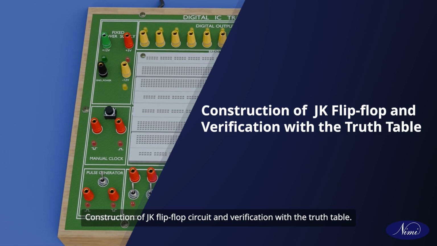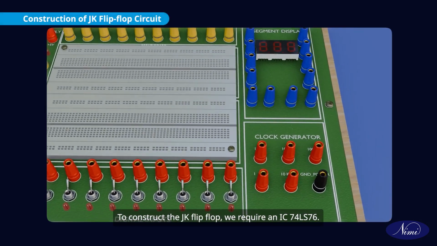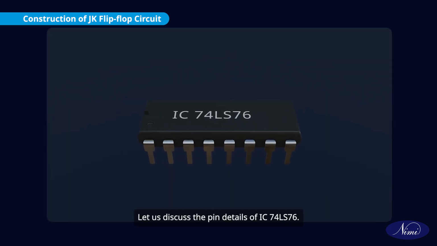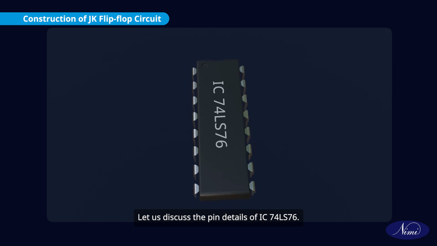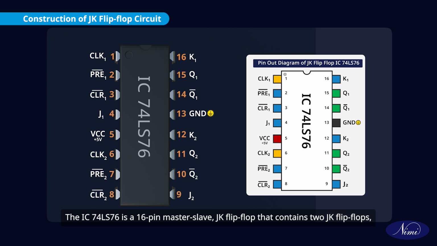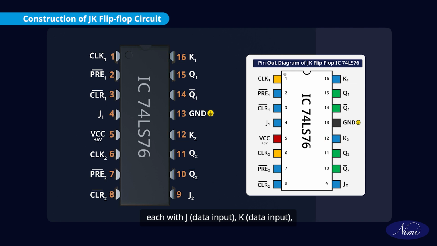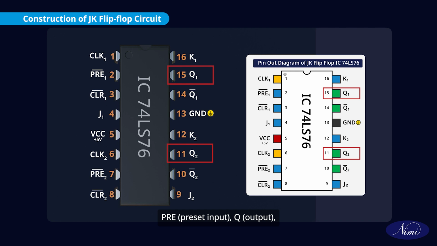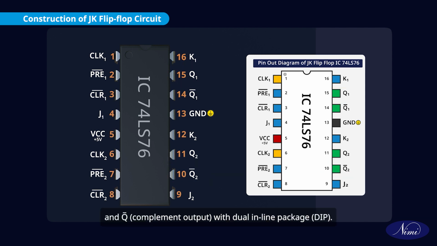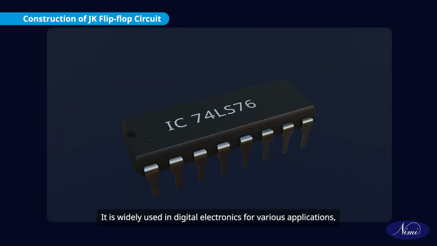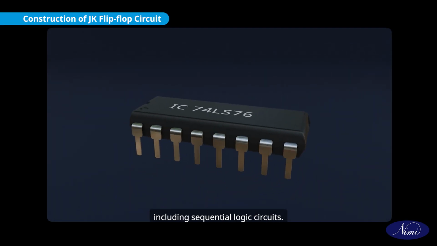Construction of JK flip-flop circuit and verification with the truth table. To construct the JK flip-flop, we require an IC 74LS76. Let us discuss the pin details of IC 74LS76. The IC 74LS76 is a 16-pin master slave JK flip-flop that contains two JK flip-flops, each with J data input, K data input, CLK clock input, CLR clear input, PRE preset input, Q output and Q bar complement output with dual inline package DIP. It is widely used in digital electronics for various applications including sequential logic circuits.